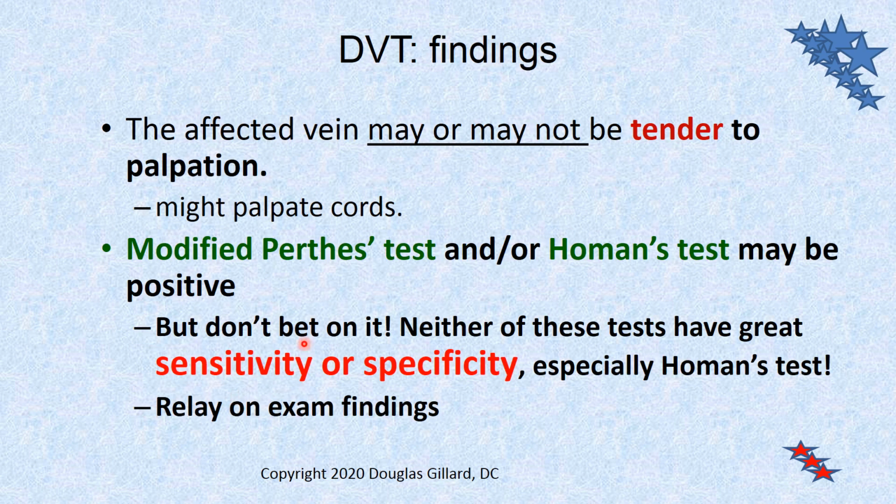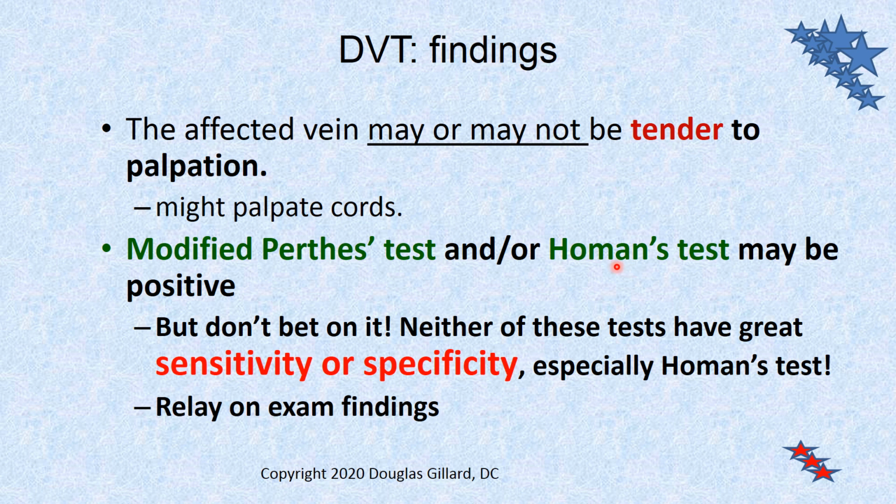And anyway, the affected vein may or may not be tender to palpation. Sometimes they say you can feel casting, or palpable cords, that go up into your calf. Modified Perthes test and Holman's test might be positive. Coin flip, really ridiculous tests. I'm just teaching them to you because Holman's test especially has been around forever. And it's a ridiculous test because it misses the dangerous ones.